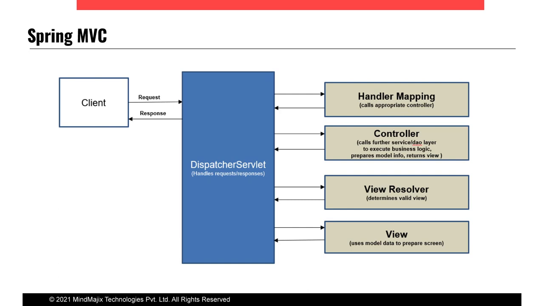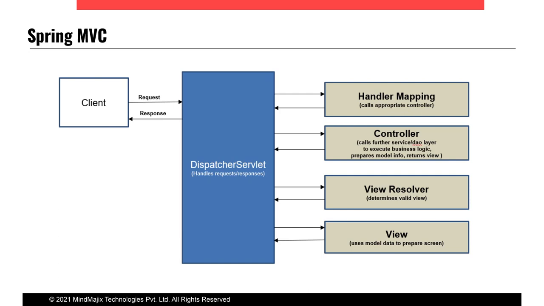So the dispatcher then moves the request further to the handler mapping. This handler mapping is just a way to decide to which controller I have to give the request. For example, if you're hitting a slash login URL, it should go to the login controller. But if you say slash admin, it should go to the admin controller.